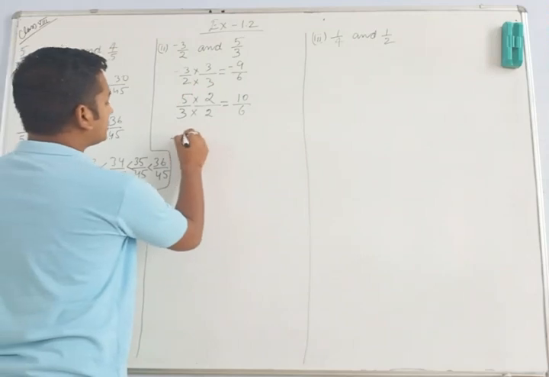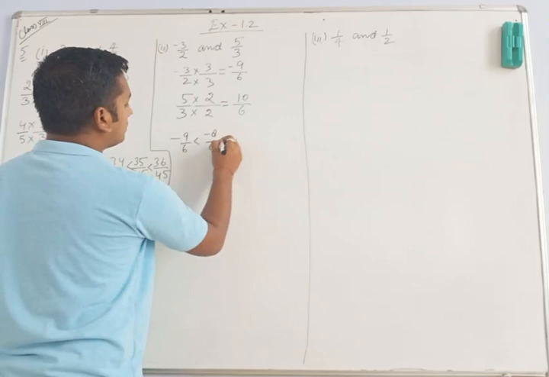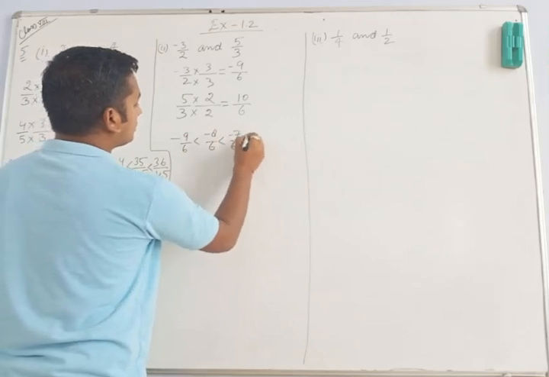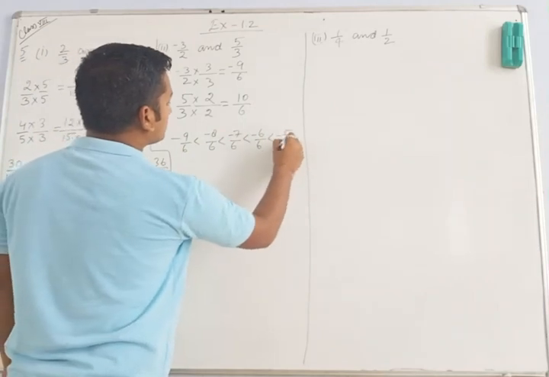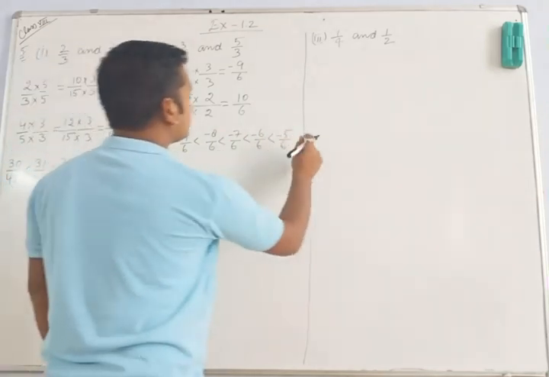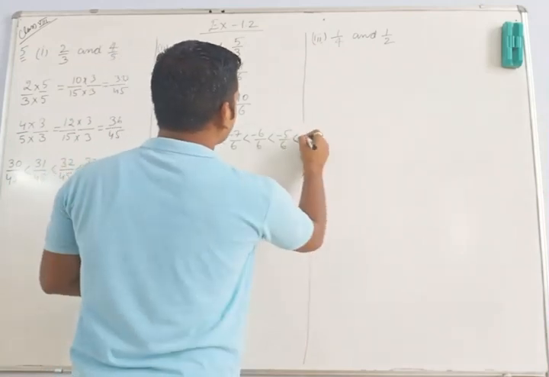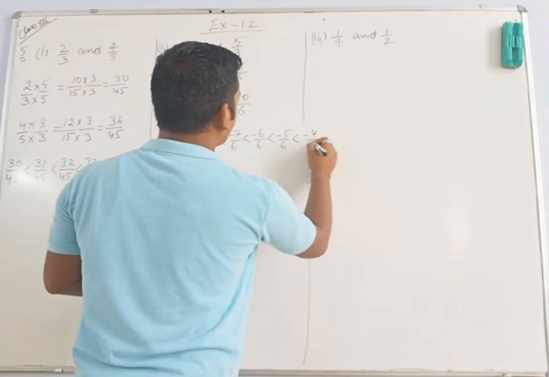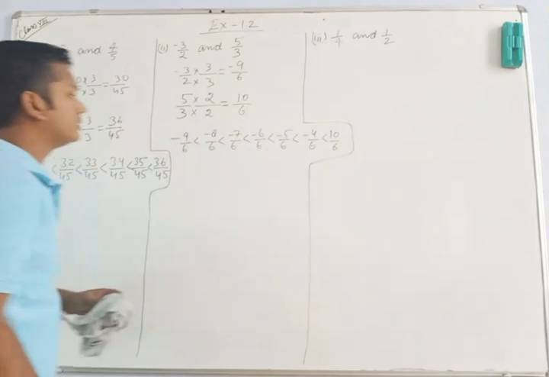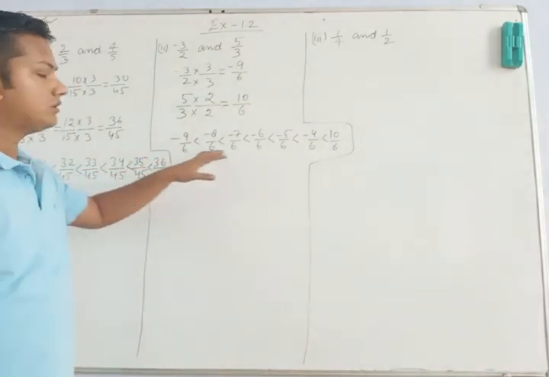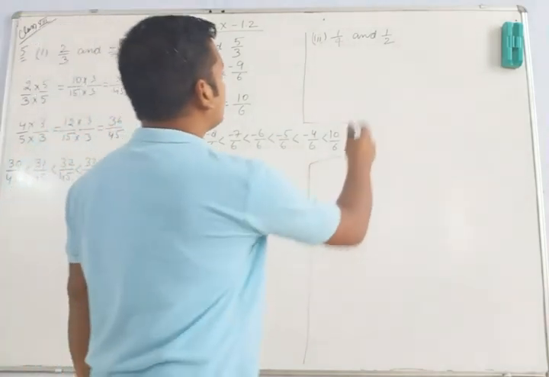So here minus 10 upon 6, minus 9 upon 6, minus 8 upon 6, minus 7 upon 6, minus 6 upon 6, minus 5 upon 6, minus 4 upon 6 and 10 upon 6. In this manner we can find as many rational numbers as we want. 1, 2, 3, 4, 5. Now the third one.